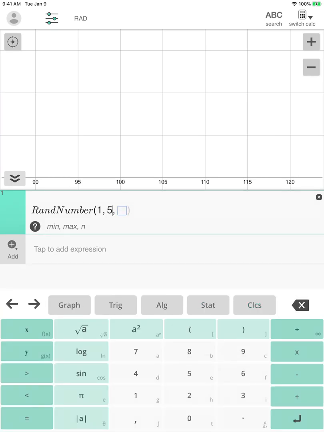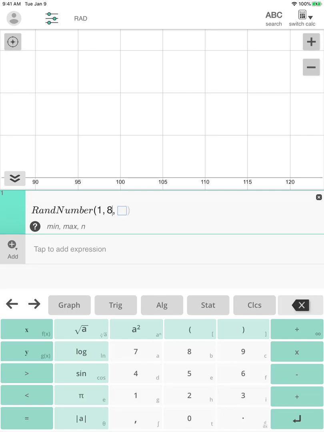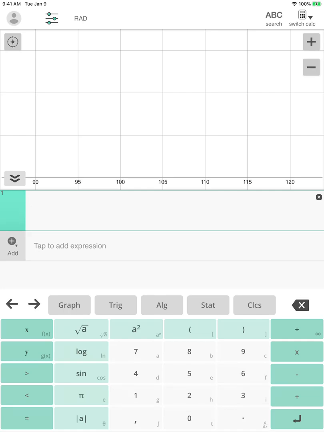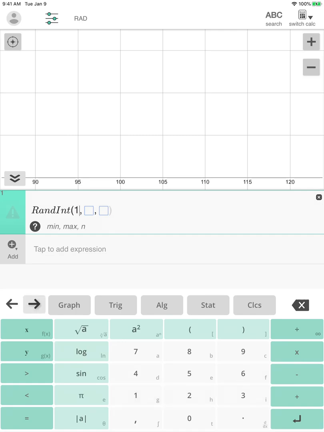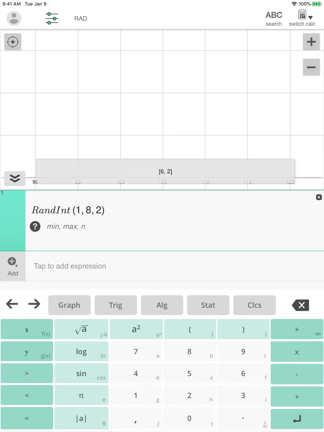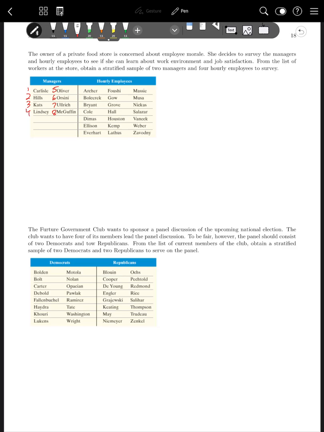So in this case, I want to go from 1 to 8. And I need 2 of them. I'm using random integer because that's what I brought up at the end of the last video. So stat, advanced, random int, 1, 8, 2. And in this case, we got the numbers 6 and 2. So that would be Orsina and Hills. And if you were to do this on your own at home using ClassCalc, it's completely possible that you would get 2 very different answers.